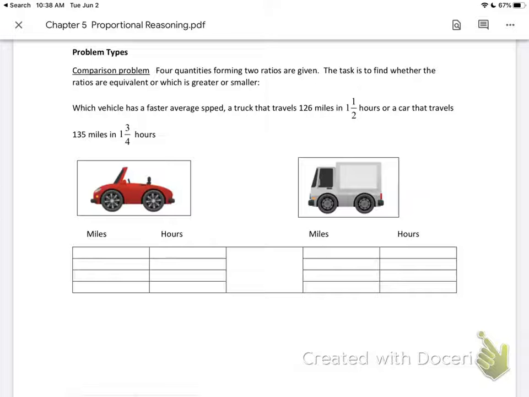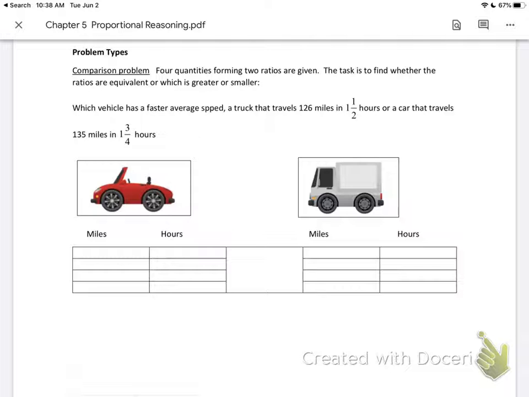Comparison problems are another nice thing to work on, and you can also use a table with that. Here it says 4 quantities forming 2 ratios are given. The task is to find whether the ratios are equivalent, or if not, which is greater or smaller. Which vehicle has the fastest average speed? A truck that travels 126 miles in 1.5 hours, or a car that travels 135 miles in 1 3/4 hours. So set up your table.